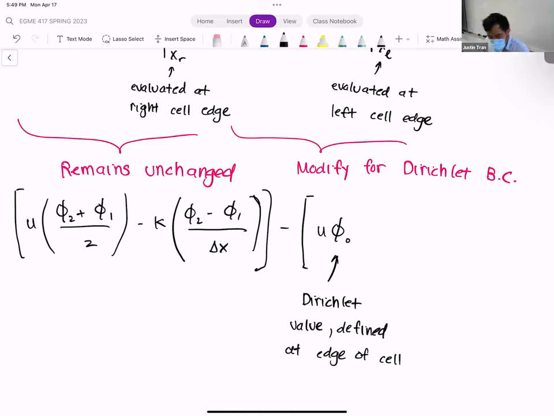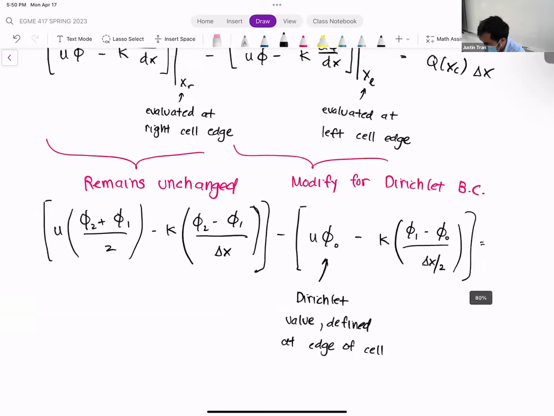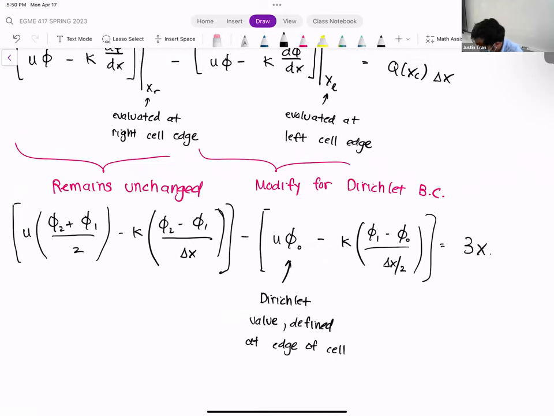So that part is good. Next, we have the derivative term: minus k times (phi1 minus phi0), all divided by delta x divided by 2. The same thing we did in diffusion. We just take the difference between the cell center value, phi1, minus the Dirichlet value, phi0, all divided by the cell length divided by 2. The right-hand side stays the same, so our right-hand side is going to be q at x_C times delta x.